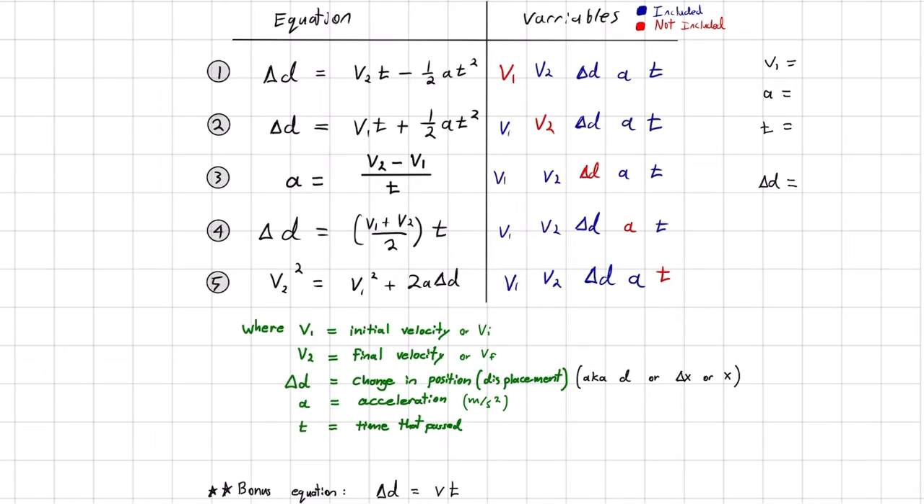Just at the bottom here, we got one bonus equation. This should be one you might already know, and that is the displacement is equal to the velocity times time. It's not one of our 5 linear kinematics equations, although this is another one that you will sometimes have to use to solve your problems. But this is just 3 variables. It's typically your simpler equation.